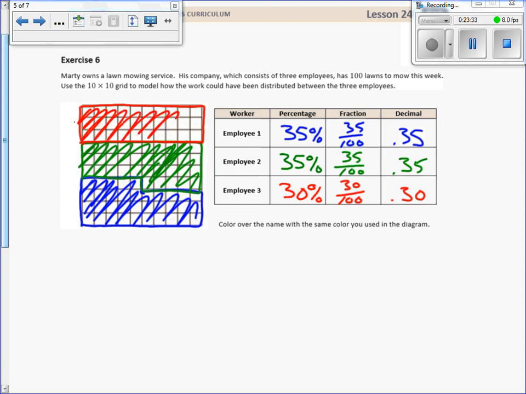And if the guy who only got 30 lawns was complaining because I pay by the lawn, to make it fair, I could rotate every week. And over a 3-week period, everybody would have all 100 lawns every 3 weeks. Color over the name with your same color you use. Okay, I just did color coding. I didn't use letters and so forth. You're all dead. All right.